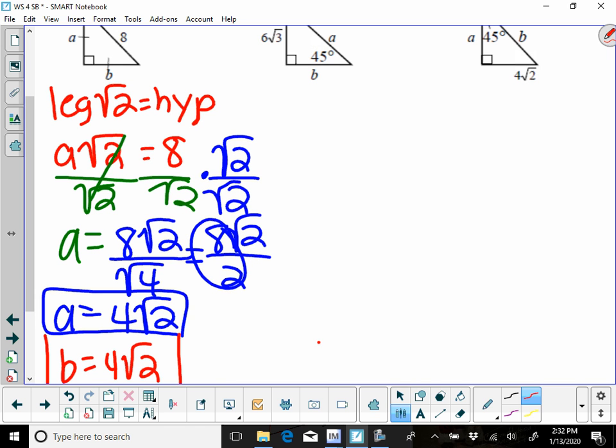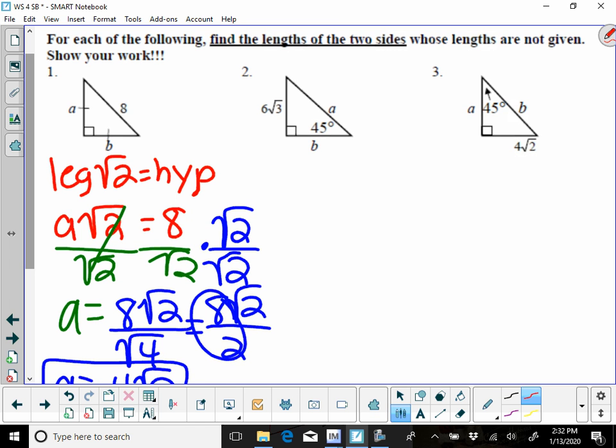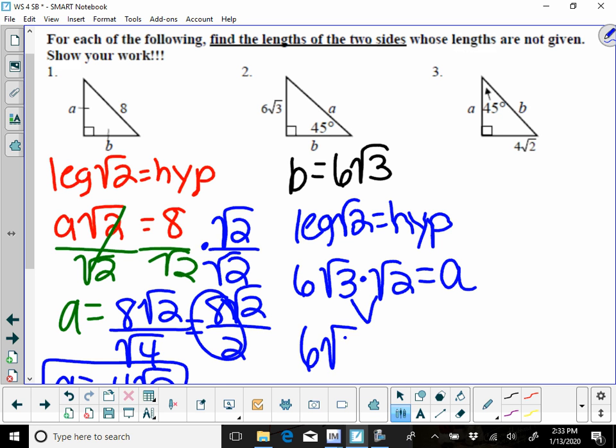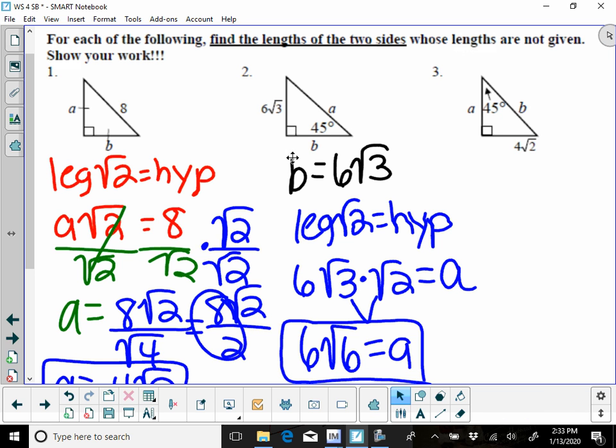All right, so for number 2 here, they gave us a leg. So B is going to be the same thing, 6 square root of 3. Now we're going to do leg times the square root of 2 is hypotenuse length. So the leg, 6 radical 3, times the square root of 2 is going to equal A. You multiply your radicals, and that gives me 6 square root of 6 is equal to A. There's no denominator with a radical, and 6 can't break down, so A is done. So now you have A and B.